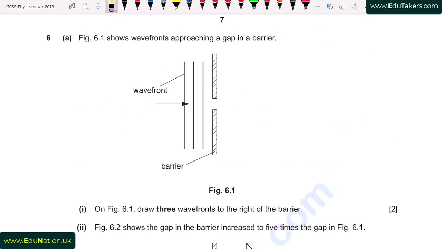Question number 6, part A. Figure 6.1 shows wave fronts approaching a gap in a barrier. Here is the figure 6.1 and we can see that these are barriers and there is a small separation between these barriers. And these wavefronts are coming from left and approaching this barrier. Part 1. On figure 6.1, draw 3 wavefronts to the right of the barrier. Here we have to draw the 3 wavefronts that are on the other side of the barrier.